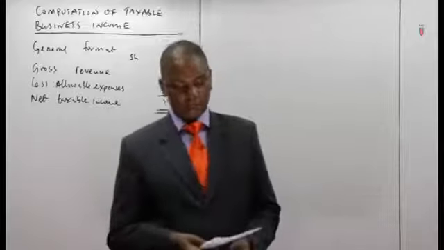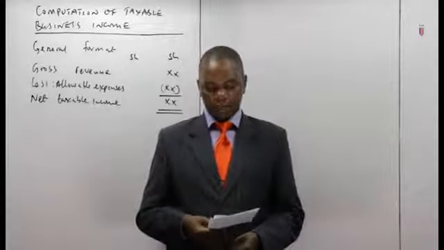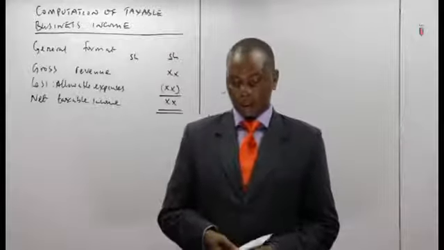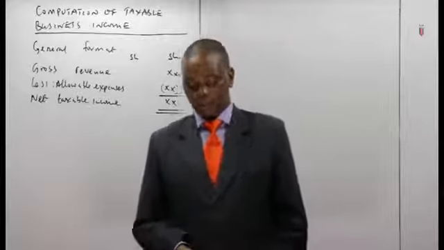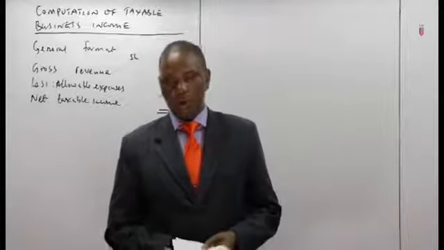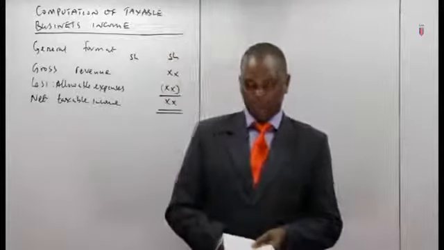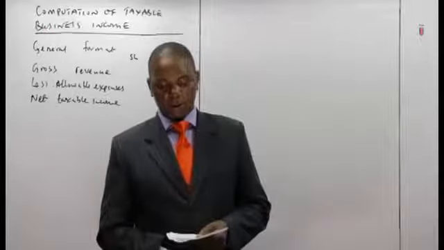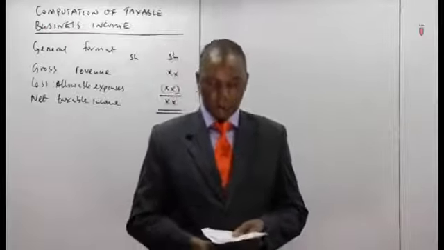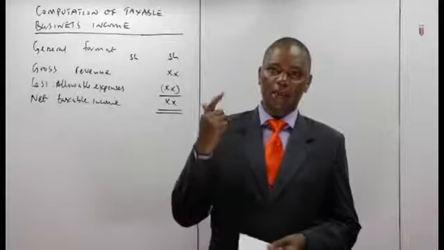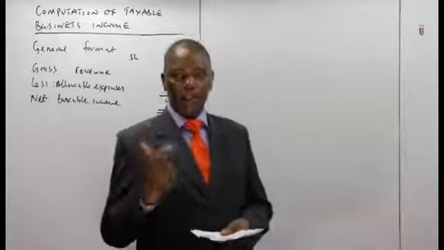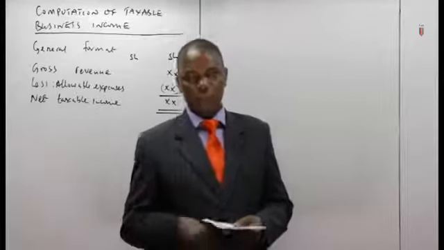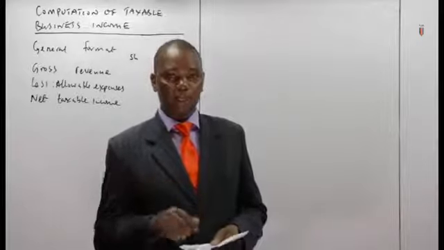Then number 8 in our list is the cost of listing on the stock exchange. The cost of listing on the stock exchange and the cost of the initial public offer, that is the IPO, is also allowable. And number 9 is pre-trading expenses. Pre-trading or preliminary expenses, which would have been allowable had they been incurred after the start of business, are allowable so long as they are not more than 7 years old since the time they were incurred.